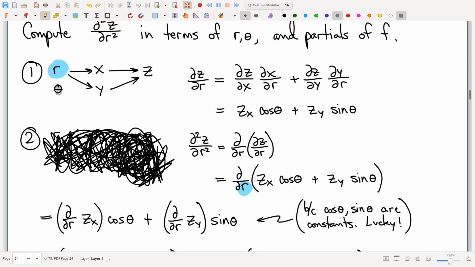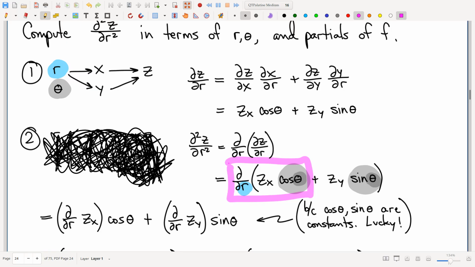That means that theta is a constant. And if theta is a constant, then cosine theta is a constant, and sine theta is a constant. And so do I need to use the product rule where I'm taking a derivative of something times a constant? No, it's a constant. You just factor it right on out. Is that cool?